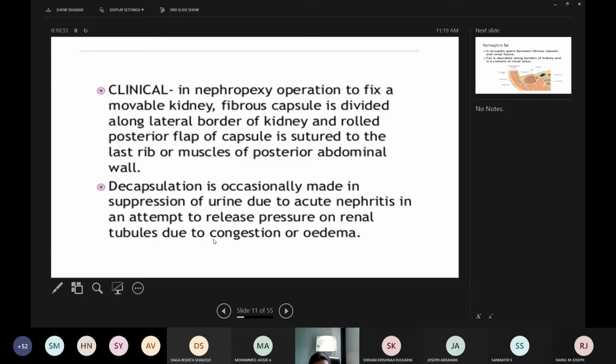In case of acute nephritis, there is suppression of urine. To release the pressure in the kidneys, the capsule is divided and stripped. This is called decapsulation.